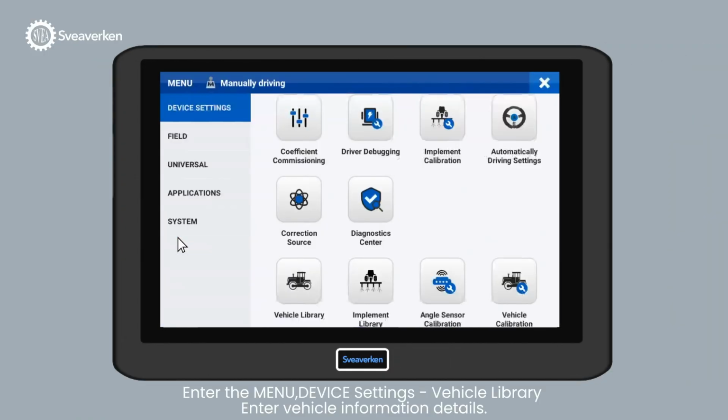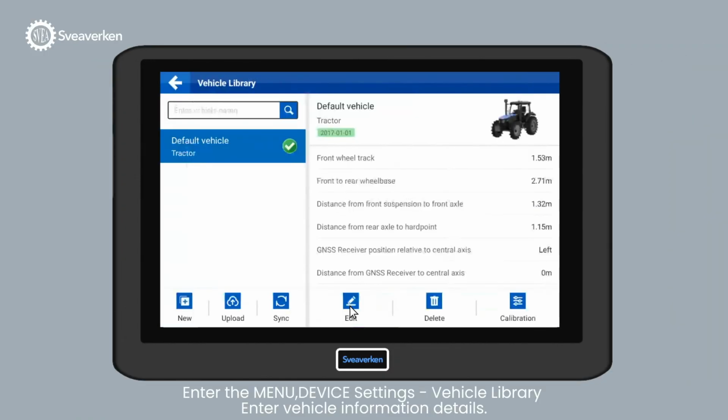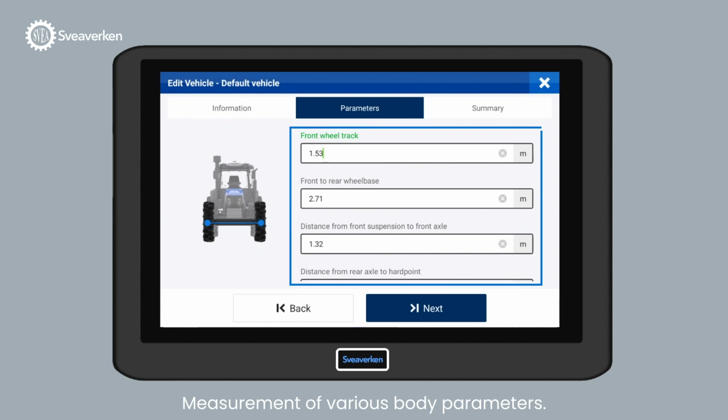Enter the menu, device settings, vehicle library, and enter the vehicle information details. Measurement of various body parameters.